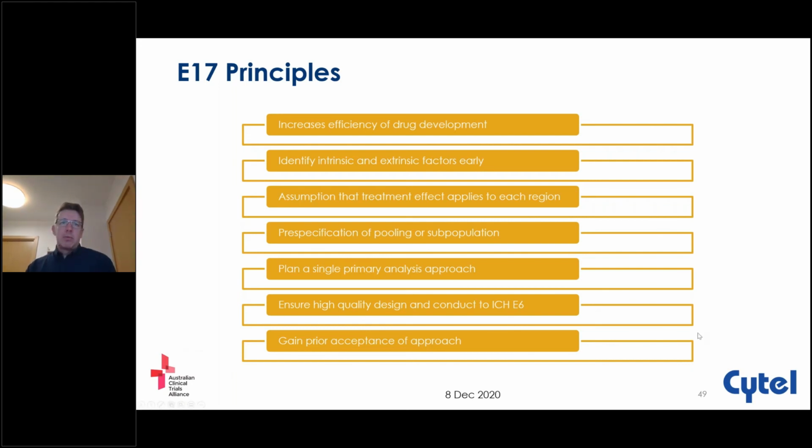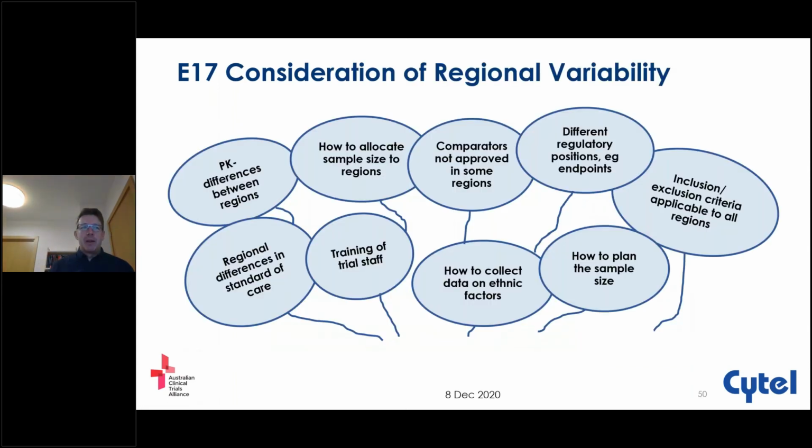As I mentioned, this is a more recent document, so it has some great training materials available. One of the slides that I thought was really useful for you to see are the things to consider around regional variability. And there's a number of things to consider about regional variability. So dose, PK differences between regions, regional differences in standard of care, how you might train staff in the different regions. The comparators might not be approved in some regions, in which case you may need to provide them. How to collect data on ethnic factors, different regulatory positions, different inclusion, exclusion criteria, and whether they can be applied equivalently to all regions.